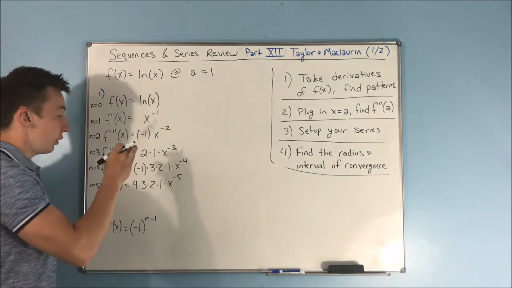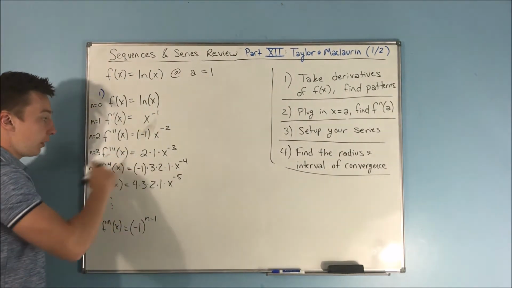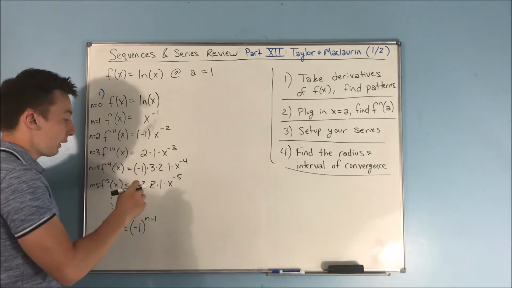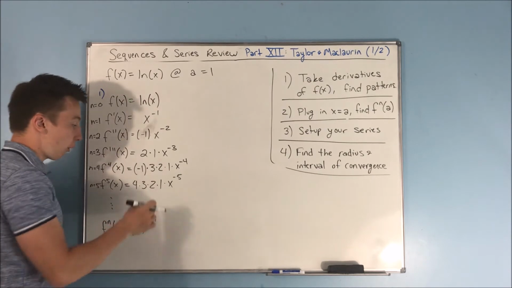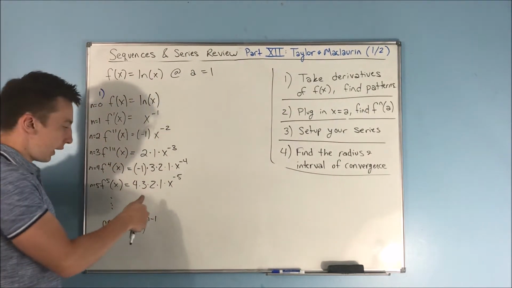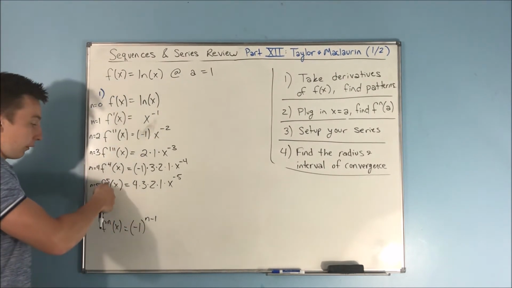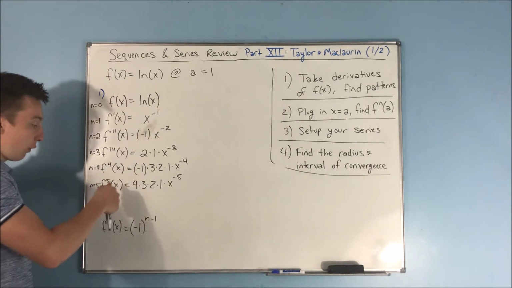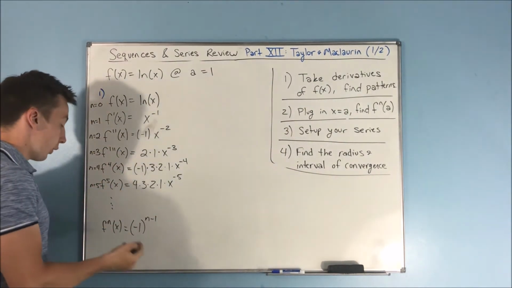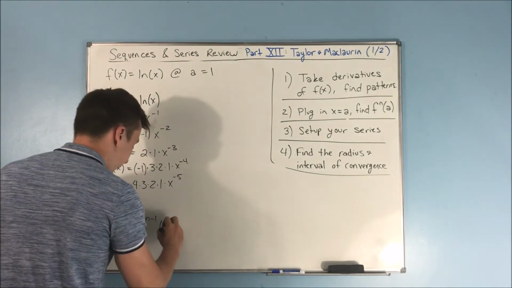Now next, let's look at the factorial. Well, you see here that for our third derivative we have a 2 factorial. For our fourth derivative we have a 3 factorial. For the fifth derivative we have a 4 factorial. So the factorial that we're getting is always 1 less than our derivative. So the fifth derivative is going to be a 4 factorial. The fourth derivative will be a 3 factorial, it's 1 less. So the nth derivative will be an n-1 factorial, 1 less.